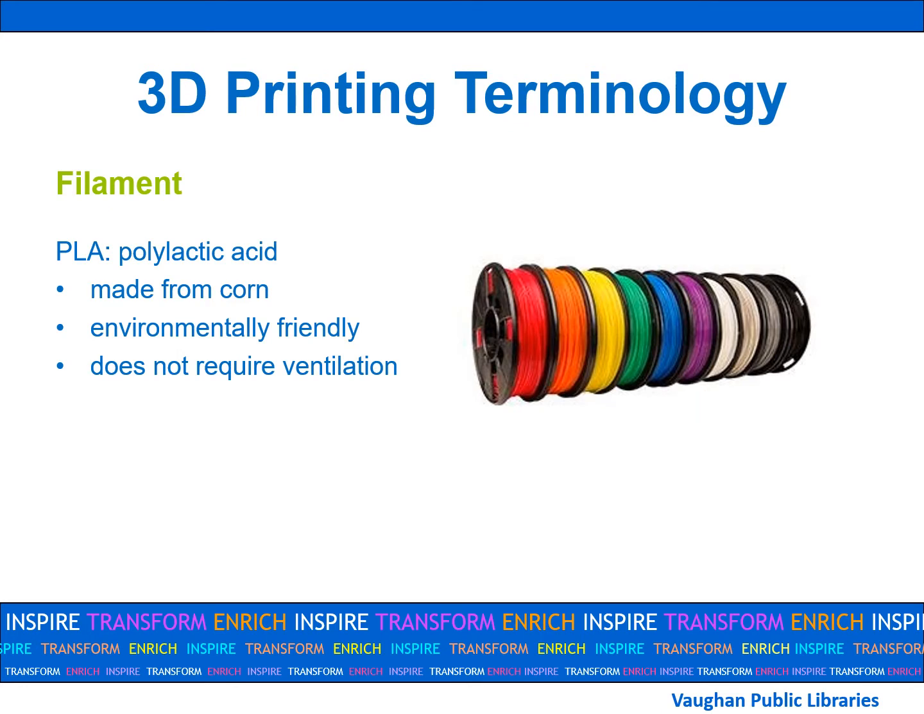Filament refers to the plastic used for 3D printing. Filament is wound around a spool that is fed through the extruder of a 3D printer. All of our 3D printers at VPL print in this PLA plastic, which is a safe, renewable resource that does not require ventilation to print. It comes in a wide range of colors.